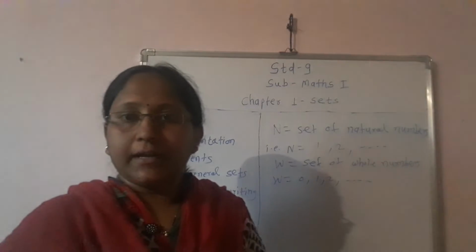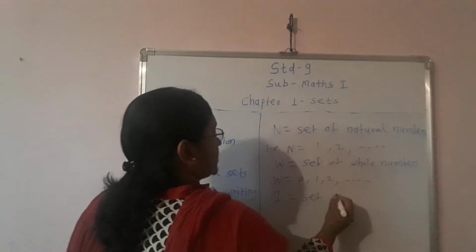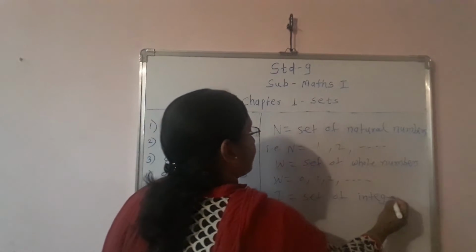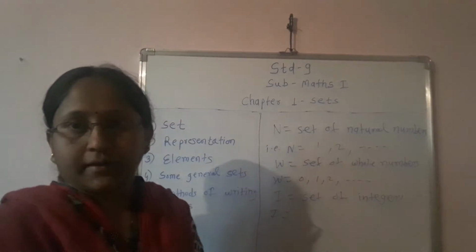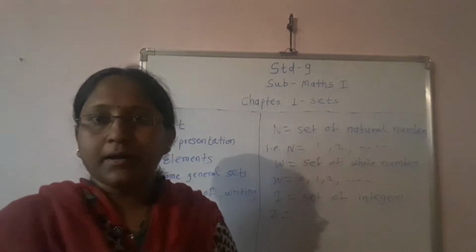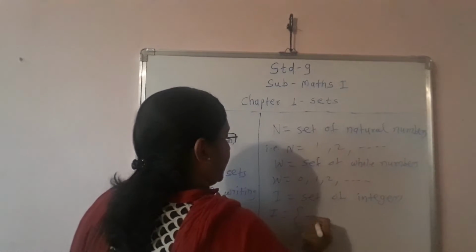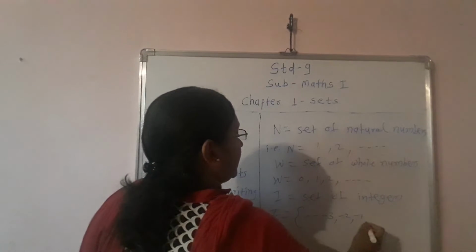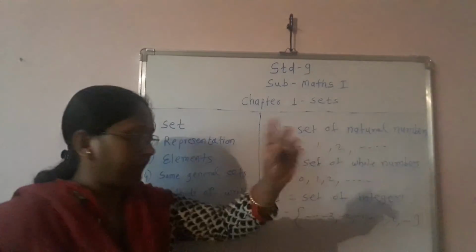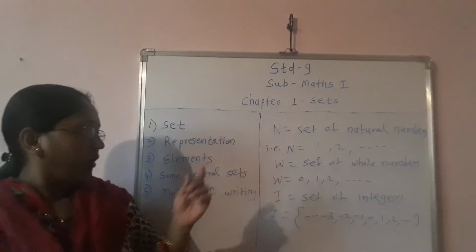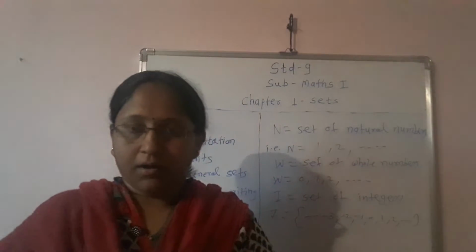Then the set of integers, we call it I. Integers are positive numbers, negative numbers and 0. So we write it as dash dash, negative numbers, 0, positive numbers up to infinity. Then we can also represent the set of rational numbers and the set of real numbers.